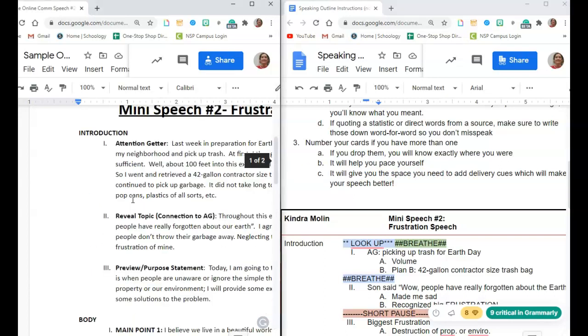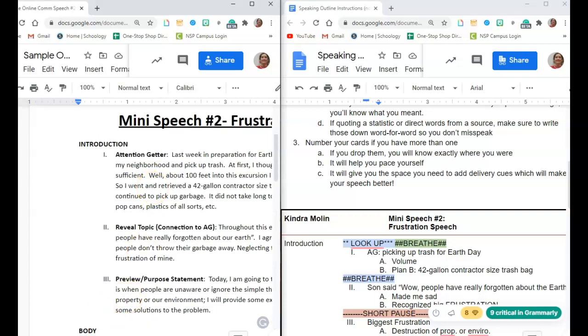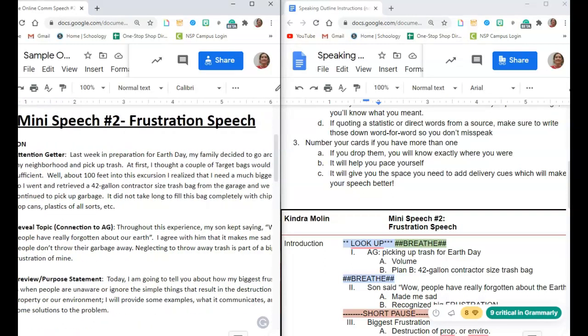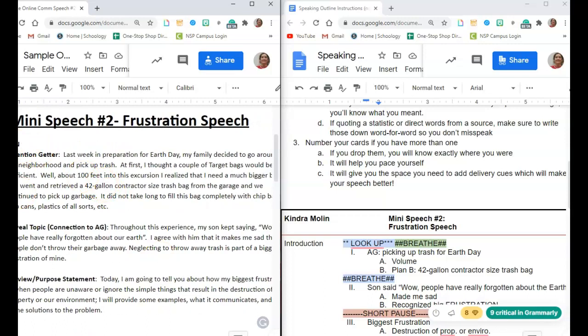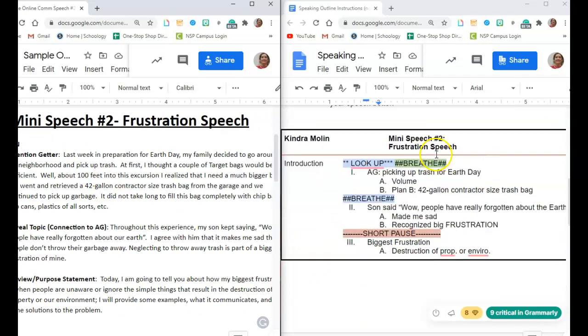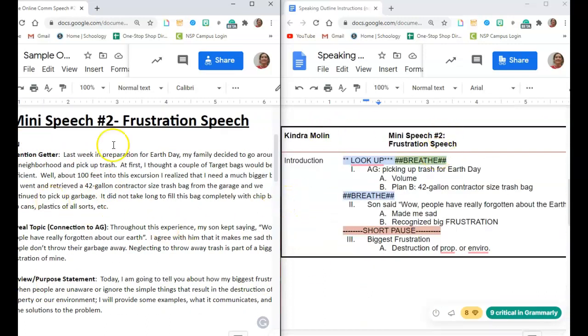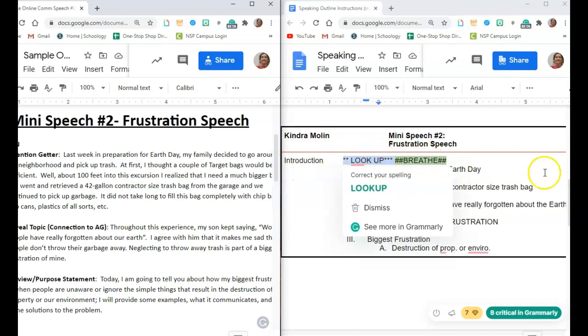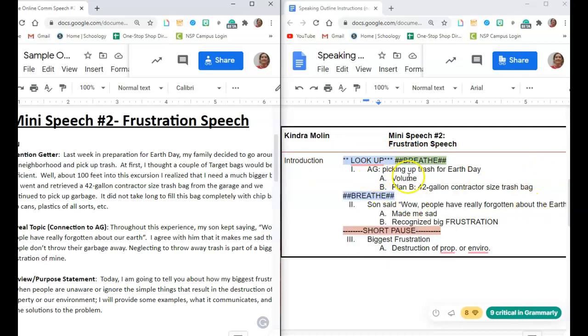Looking at our original outline here, you can see that the introduction starts with the attention getter, reveals the topic, and has a preview statement. This is a card converted from the outline to a speaking outline. You'll notice that it has some cues like look up, breathe, and it has an attention getter, but it's abbreviated AG, picking up trash for Earth Day.